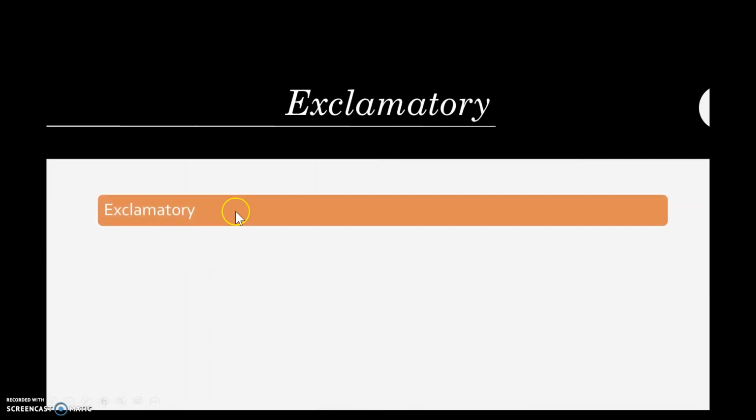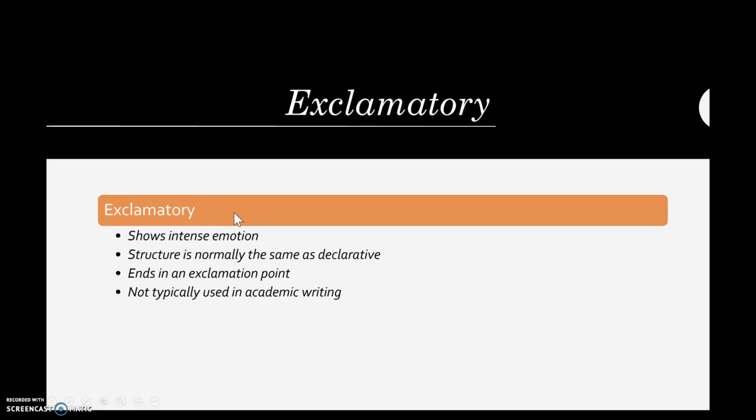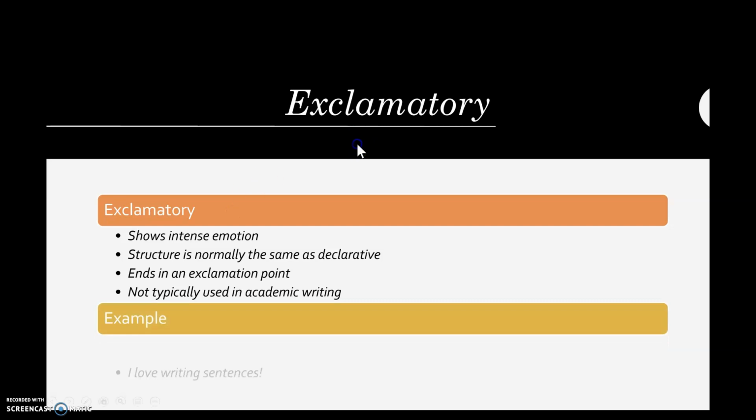An exclamatory sentence is generally a sentence that ends in an exclamation point. It shows intense emotion, and it is not typically used in academic writing, so you won't use these very much during your college career, but they are helpful to know about. I love writing sentences, and you can see I increased my tone of voice there. So we've talked about some different kinds of sentences and some different kinds of punctuation, and you can see that the arrangement of the words in the sentences and the punctuation used changes the tone of the sentence.